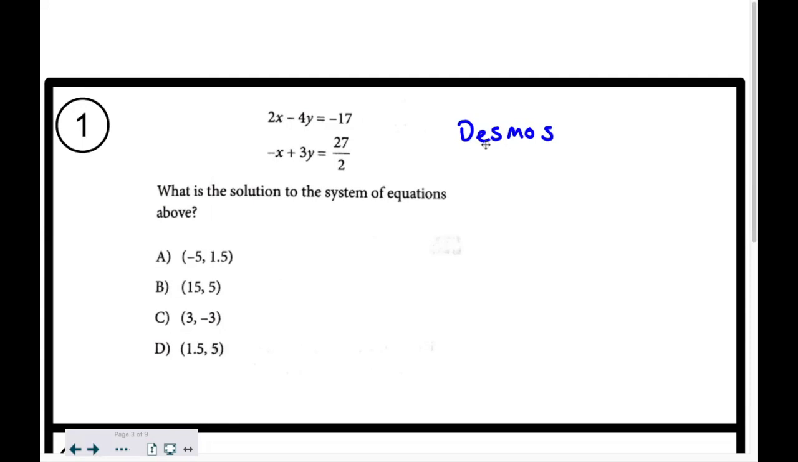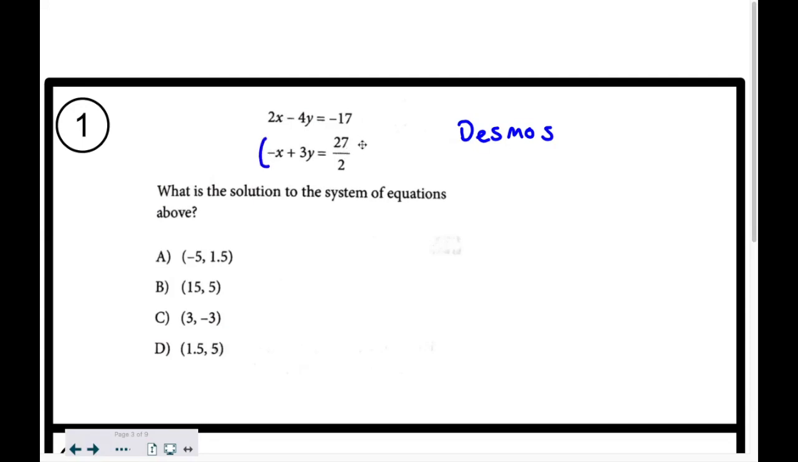But we also have to remember that it does take some time to do that. I'm just going to go over the other way for two reasons. For some of you, that might be quicker. And it's also important that we review the concepts for some later problems where Desmos will not be an option. So this is one where we could just do the elimination method.